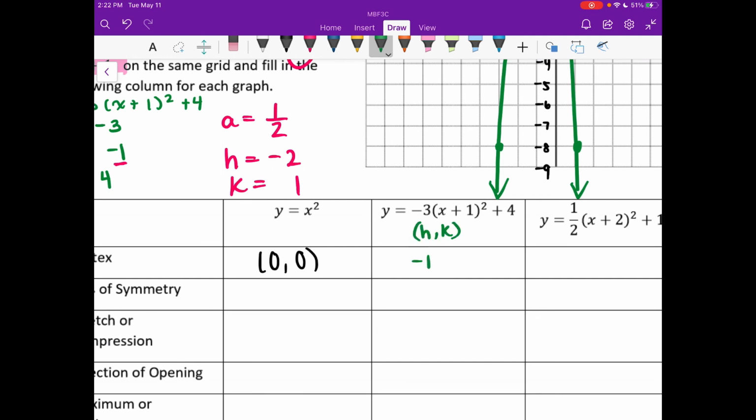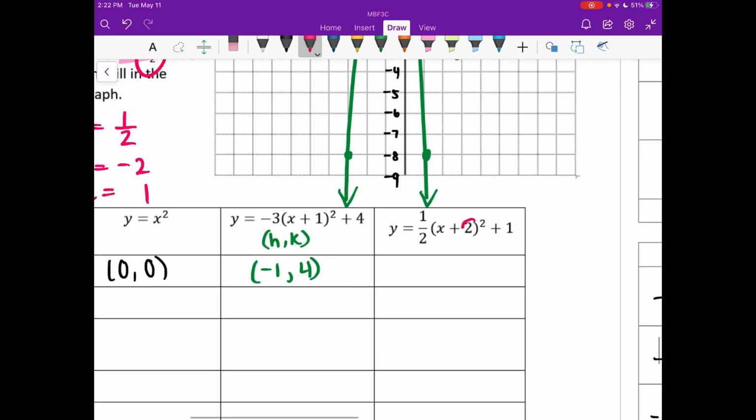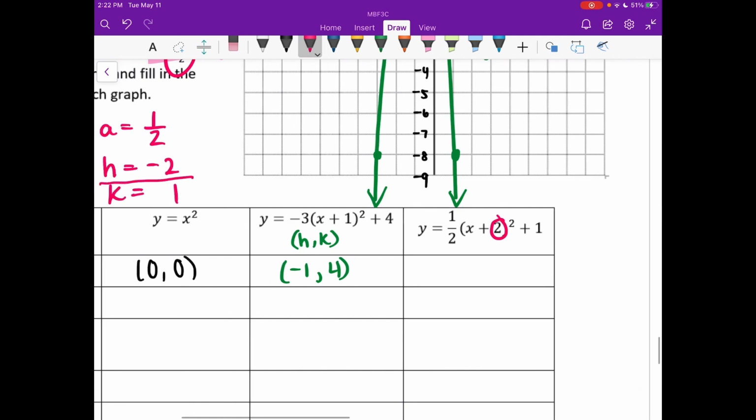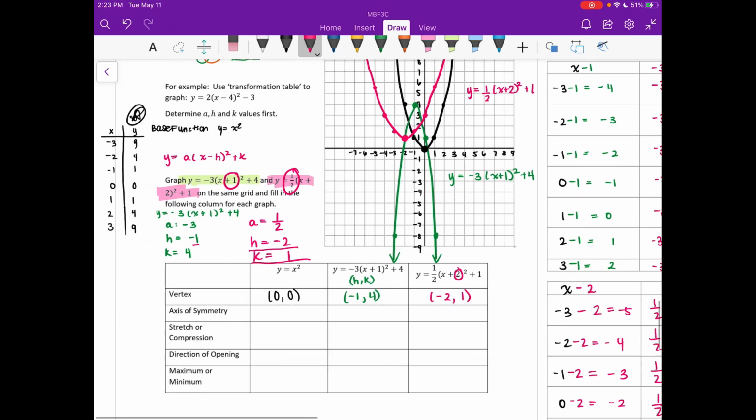So -1 and 4. And then if we look at our pink graph here, in theory it should be -2 because that's what our h value was, and 1, right? So I'm going to write it in, but I'm going to show you also how you can see it on the graph. -2 and 1, that's our vertex.